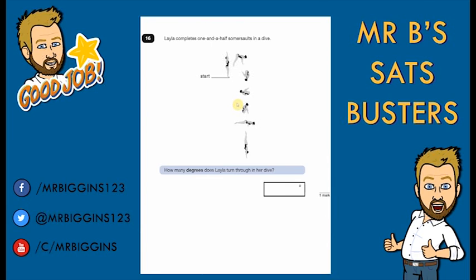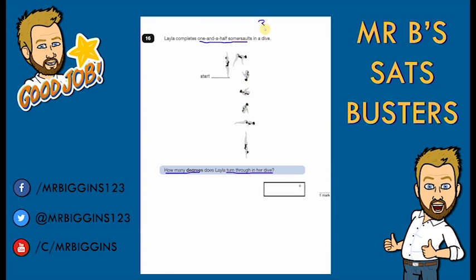Question 16 has us looking at question 16. Layla completes 1.5 somersaults in a dive, and our question asks us how many degrees does Layla turn through in her dive. So there are 2 ways to do this. We can either look at the question and see that it says 1.5 somersaults, so we know she spins round 1.5 times, or we can count down with our diagram to help us.